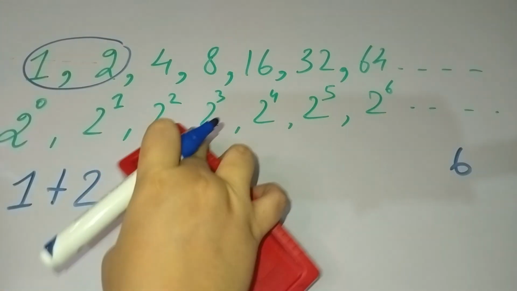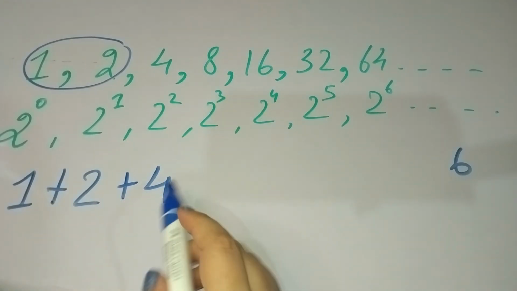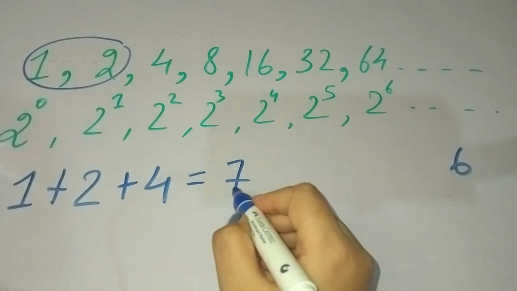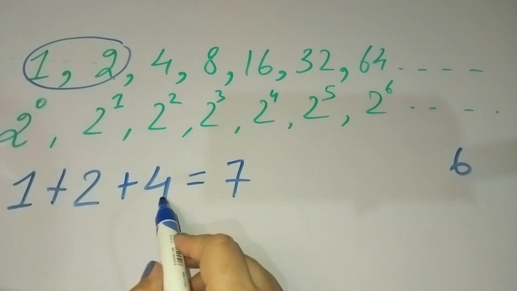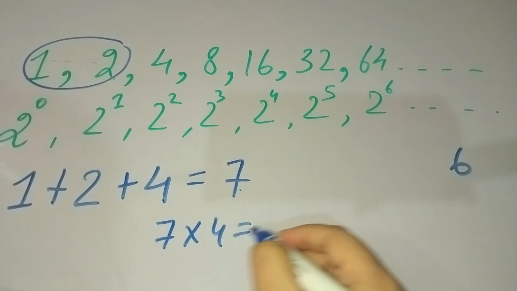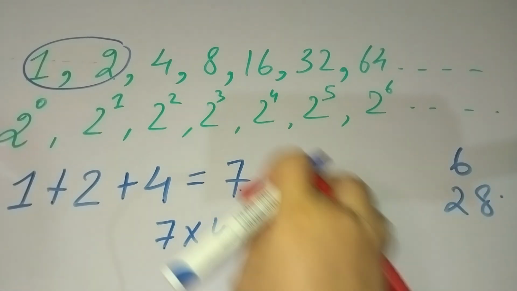Similarly, if we add the next number, that is 4, we get 4 plus 3, that is 7. Now 7 is again a prime number, so let me multiply it with 4. So 7 4s are 28. You see, 28 is also a perfect number, so let me write it here. Now let's continue the series.